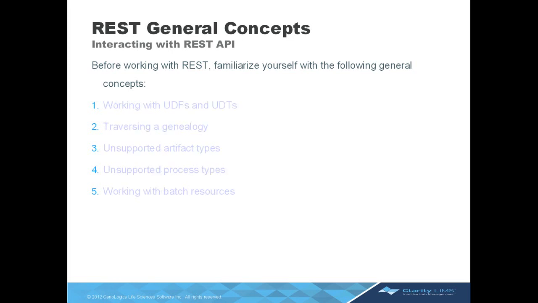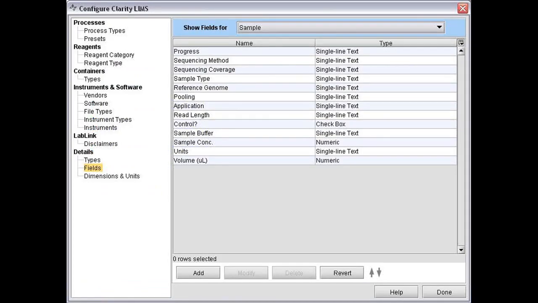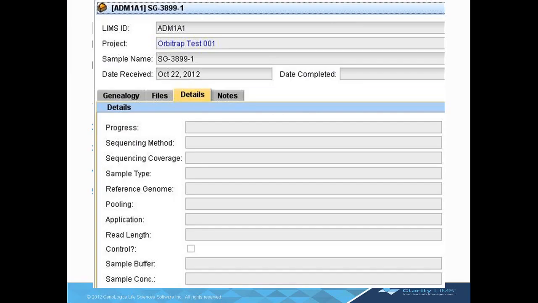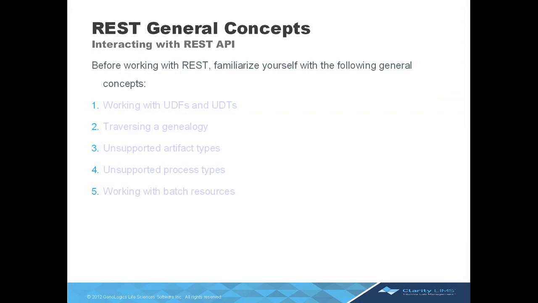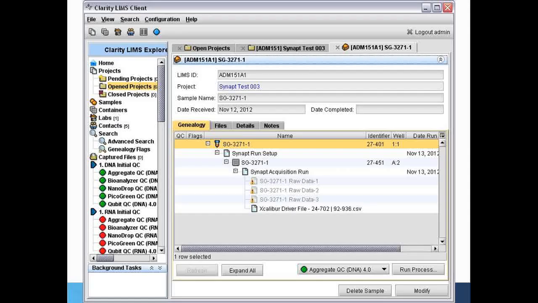Also, other things you should be aware of is how the LIMS uses user-defined fields, UDFs, and user-defined types, UDTs. We're expecting that you already know what they are and how to use those, because the problems that people are trying to solve often involve these UDFs and UDTs. You should also be familiar with what a genealogy is within the operations interface.